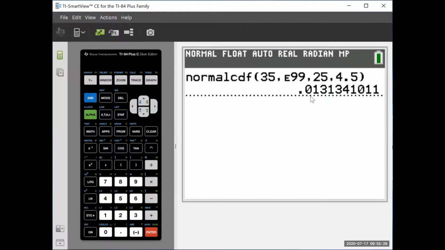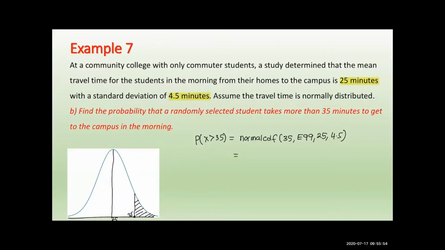So that is your result, which is 0.0131. That is the probability that it takes more than 35 minutes for the students to arrive at the campus.